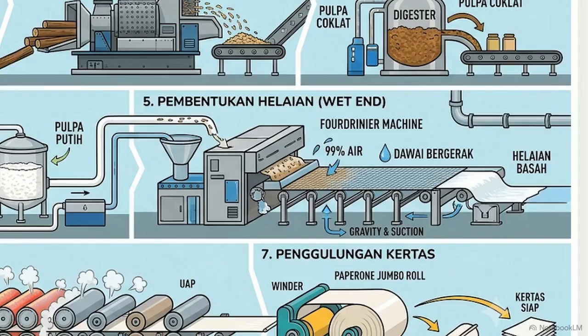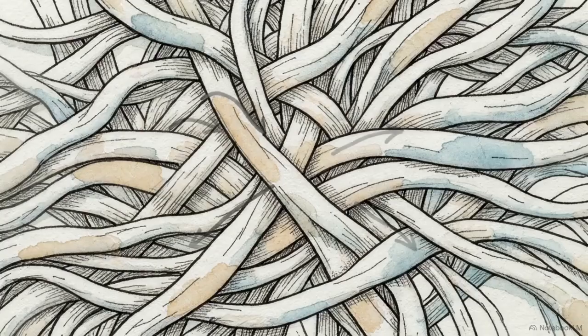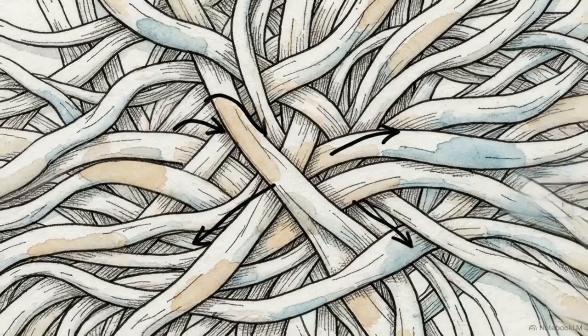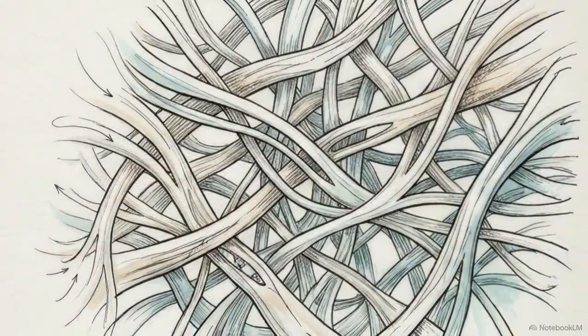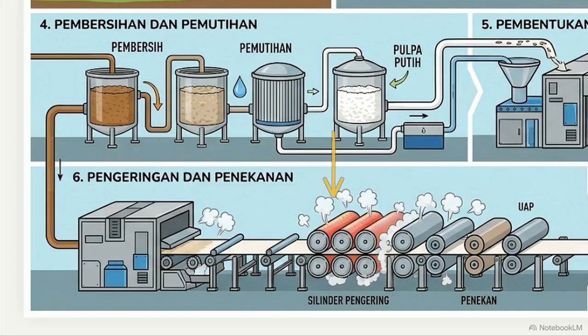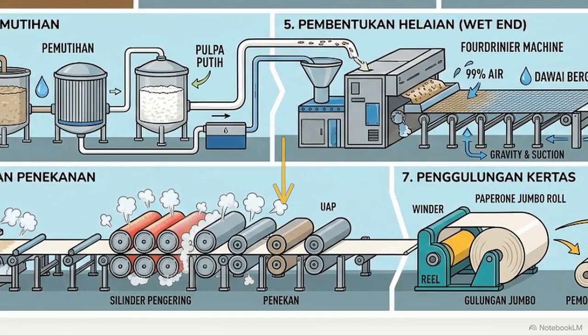This section shows pulp entering step 5. At this point, the mixture is actually 99% water. Flowing over a moving wire mesh, the water is sucked away. With liquid removed, the microscopic wood fibers interlock to form a solid bond. In step 6, this web threads through steam-heated drying cylinders. Pressure and heat remove final moisture, flattening fibers into a dry, continuous sheet.